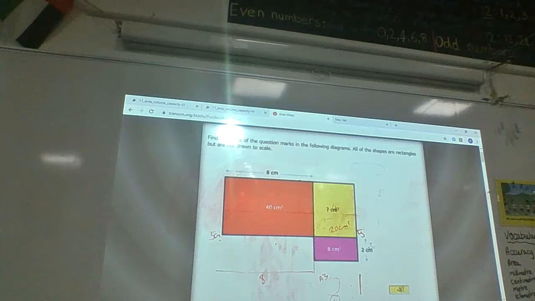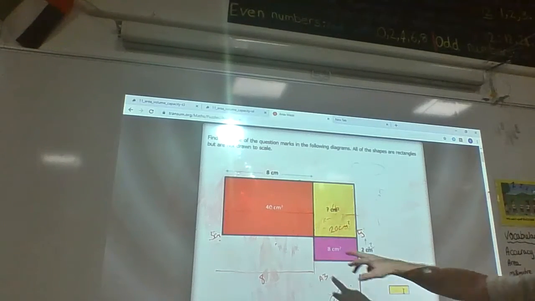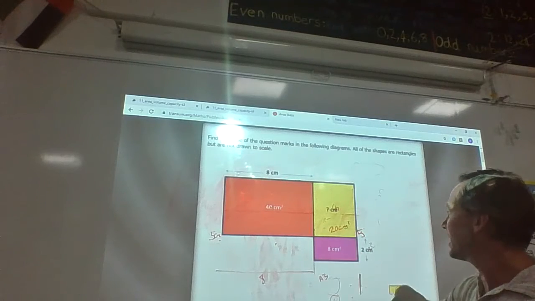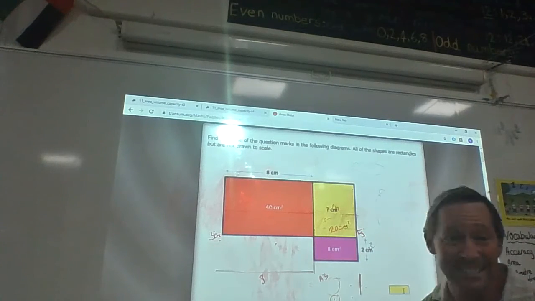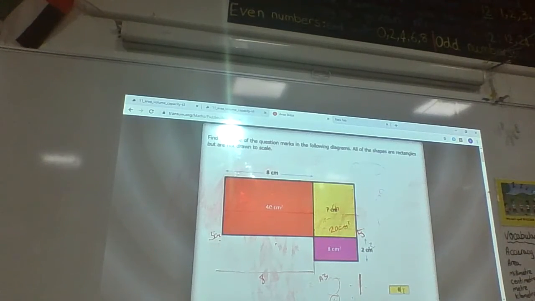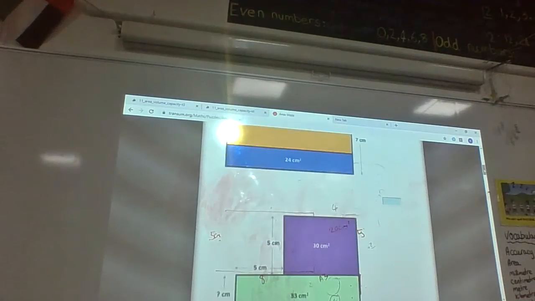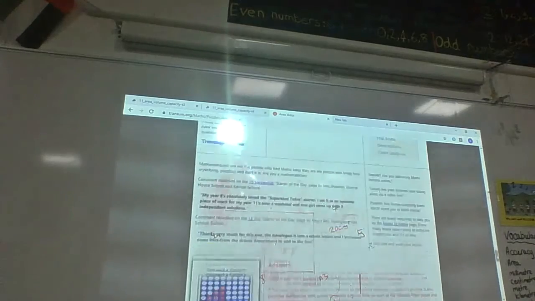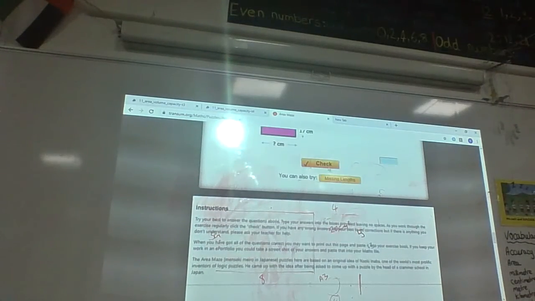All these shapes are rectangles. So I put, add them all up now. 40 plus 20, 60. 60 plus 8, 68. Let's check it out. 68. I'll go right down the bottom. There's lots more tricky ones after that. But if I go down and just check that one. Check.